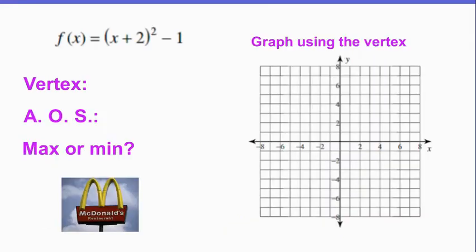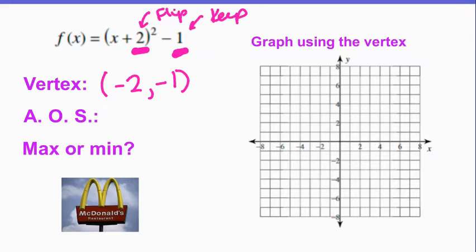So we're going to graph this, starting out with the vertex. We can see it here. So remember, we flip the sign for this one, keep. Okay, so flip, keep. So the vertex looks right there. Then the axis of symmetry, remember, comes right from here. X equals -2.